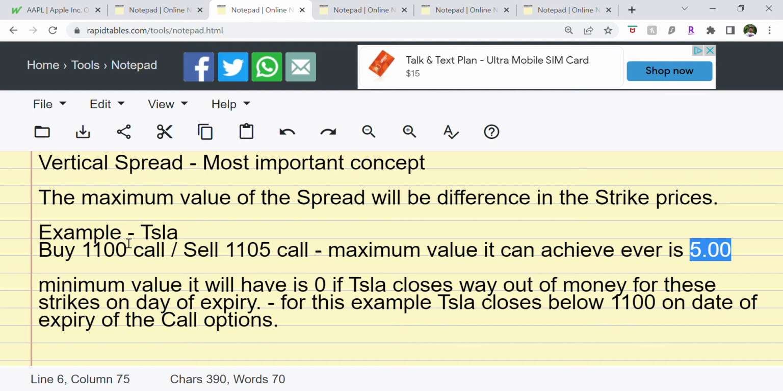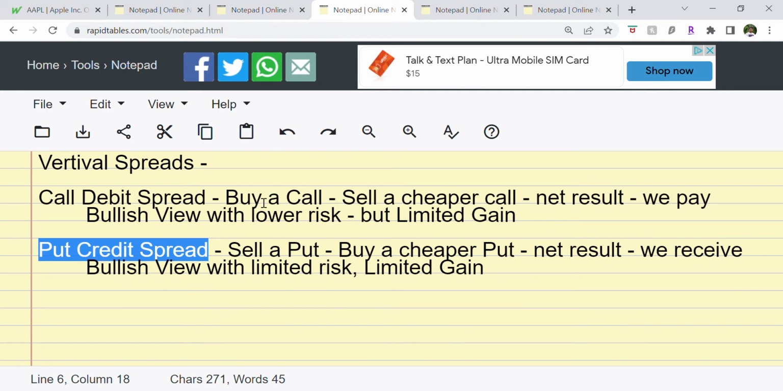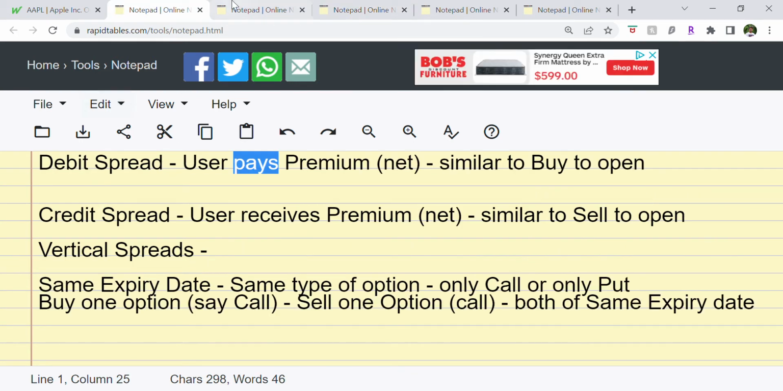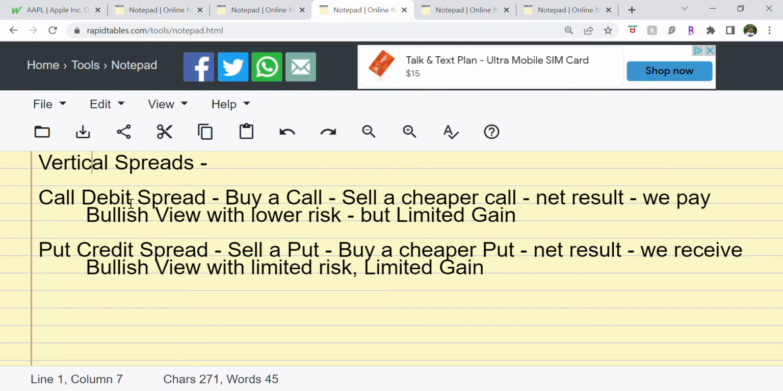Why do people go for spreads? They have very clear knowledge about how much they are going to gain and how much they are going to lose, depending on the type of spread they have entered. Now coming to the basic examples of vertical spreads, sorry for the spelling mistake.